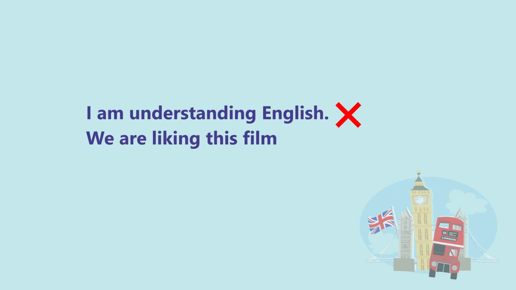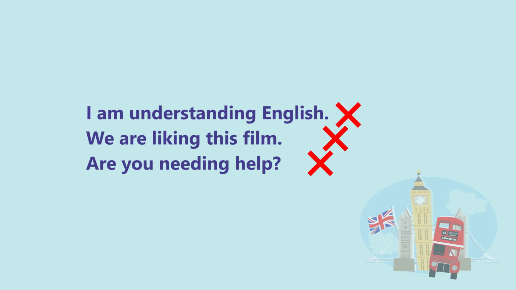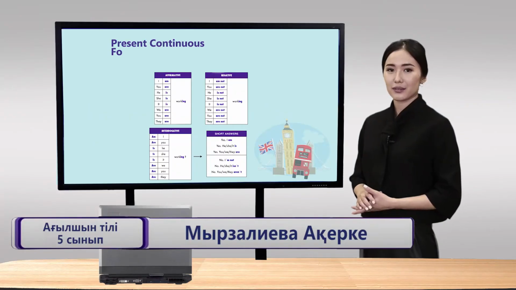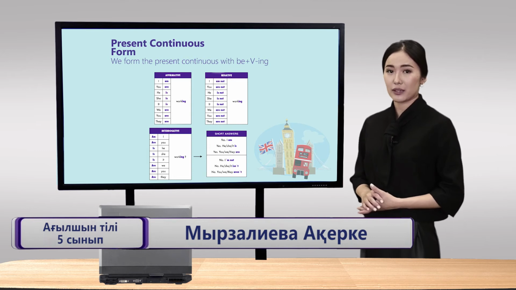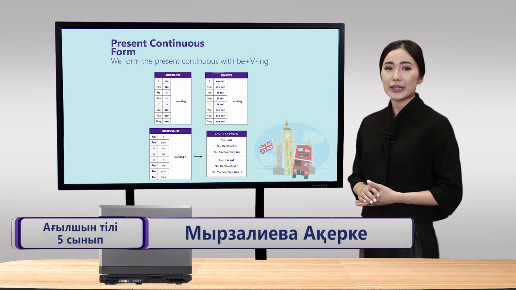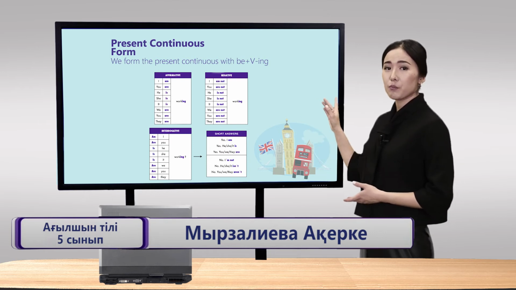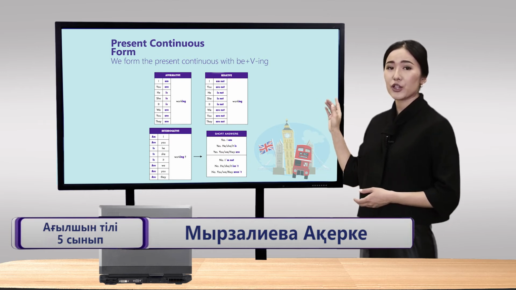For example, it would be wrong to say, I'm understanding English. We are liking this film. Are you needing help? Okay guys, we've defined it and now we'll discover how to form a sentence in present continuous. In order to make a sentence, we need this formula: subject plus to be plus verb ing.